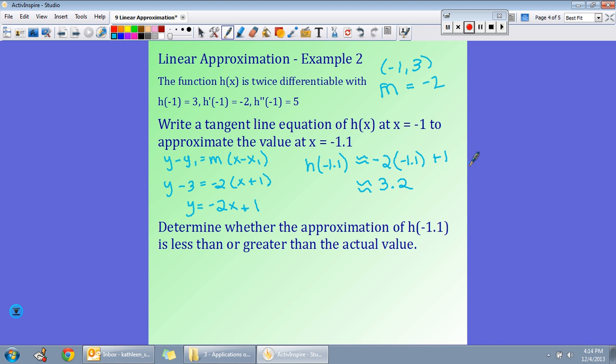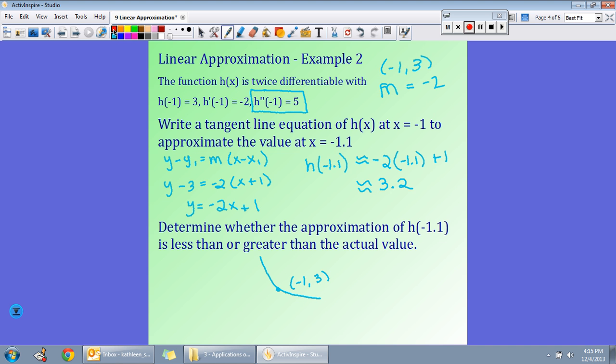Now, our second skill is determining whether the approximation of h of -1.1 is less than or greater than the actual value. And this is where the second derivative piece comes in. Since this is positive, we know that at the point -1, 3, this function has to be concave down. I also know that the slope is negative, so it's going to be decreasing and concave down. So our function's going to look something like that.